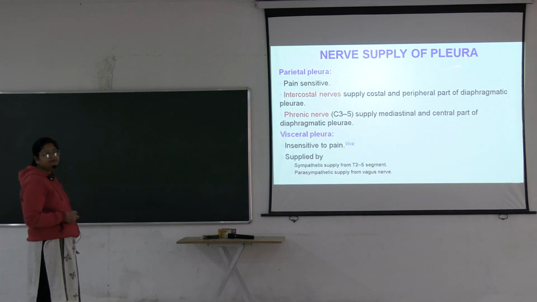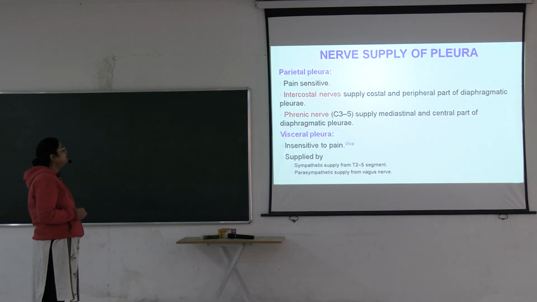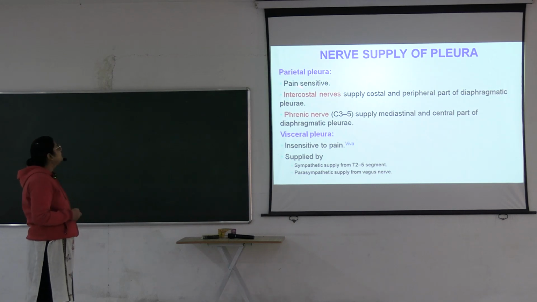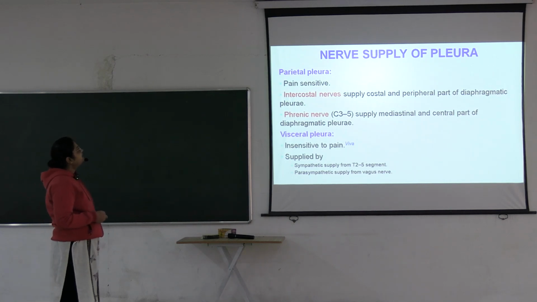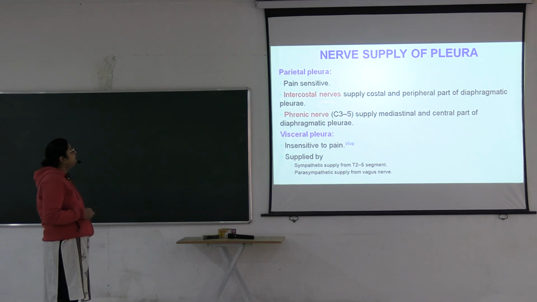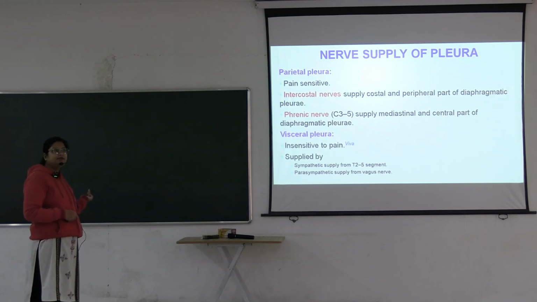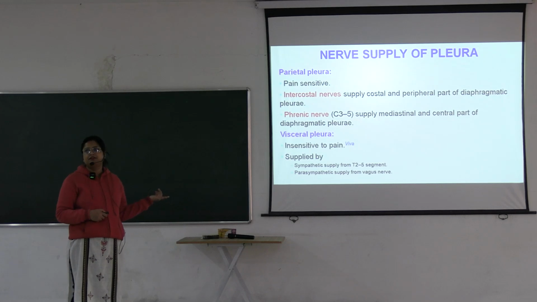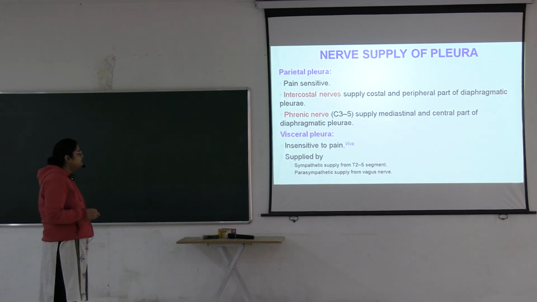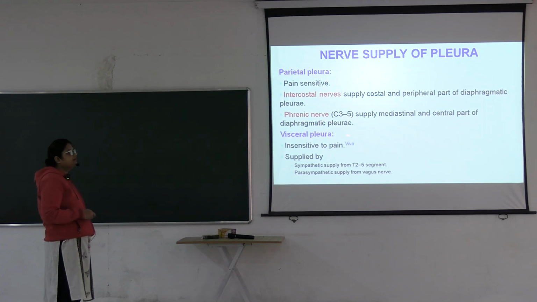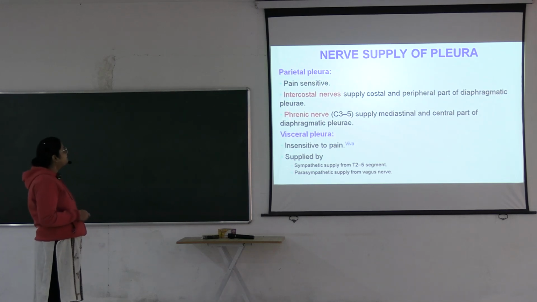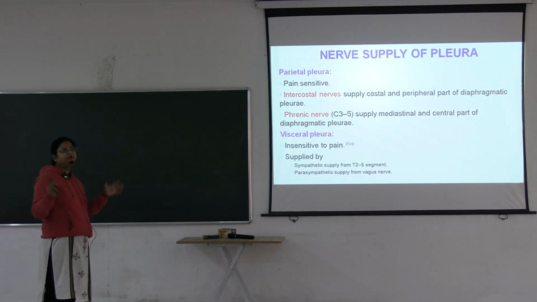Next we go to the nerve supply of the pleura. Parietal pleura is pain sensitive, it has somatic supply. Intercostal nerves supply the costal and peripheral part of the diaphragmatic pleura, and the phrenic nerve, root value C3 to C5, supplies the mediastinal and central part of the diaphragmatic pleura. The root value of the phrenic nerve is very frequently asked: C3, C4, C5. All these are coming from somatic nerves. Somatic means it is supplying the body wall.